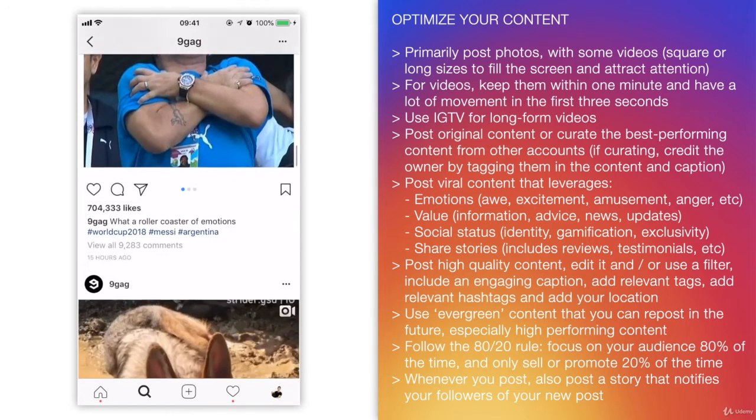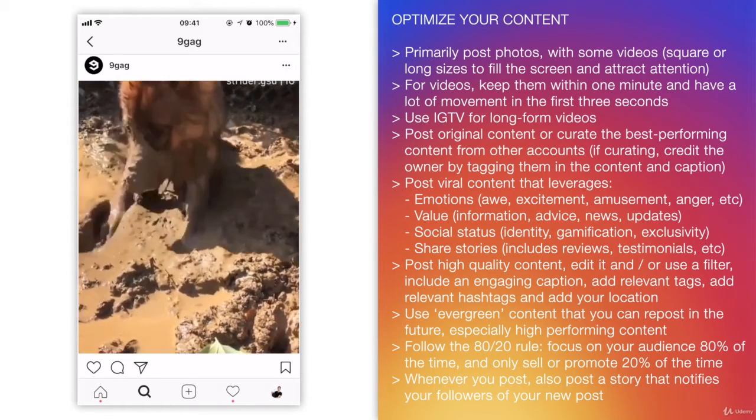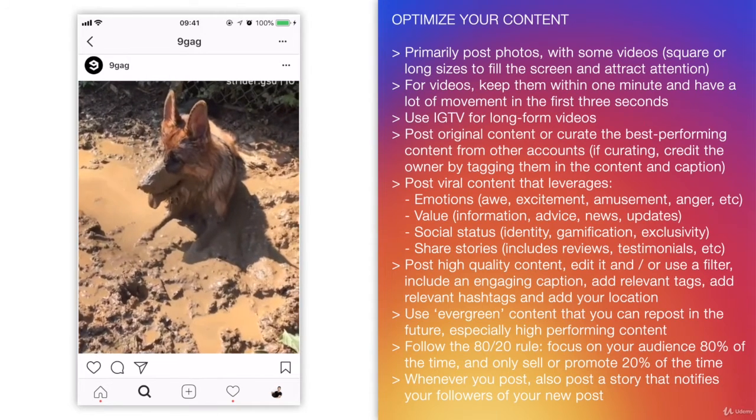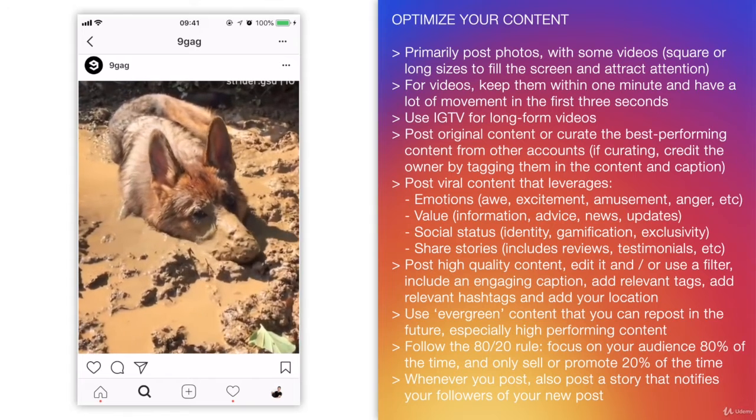And yeah, that's what you want to do. You want to keep it square or long, because then it takes up most of the screen, and then that will hopefully increase your engagement and the views on your content. That's the first point. Now, if you want to use videos on Instagram, they can only be 1 minute long.